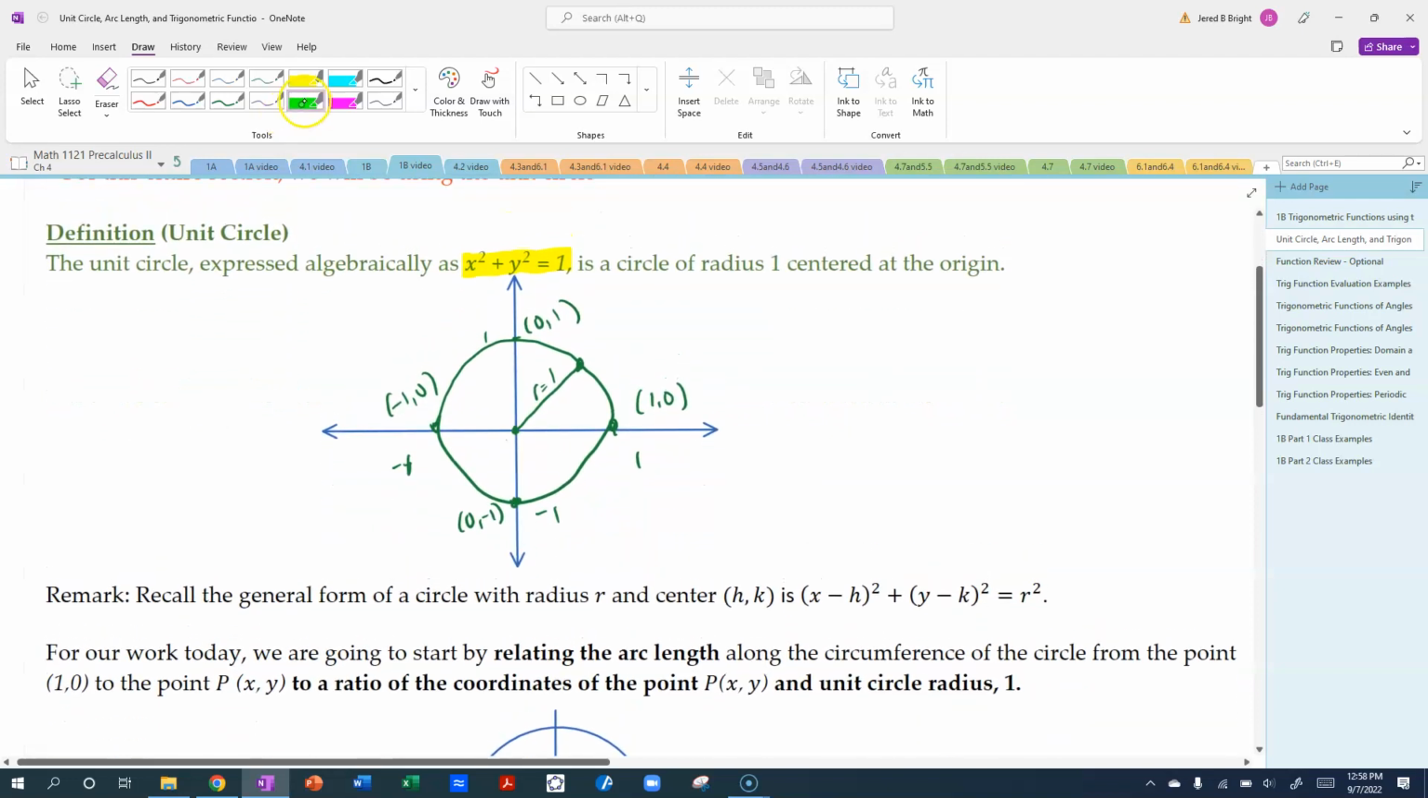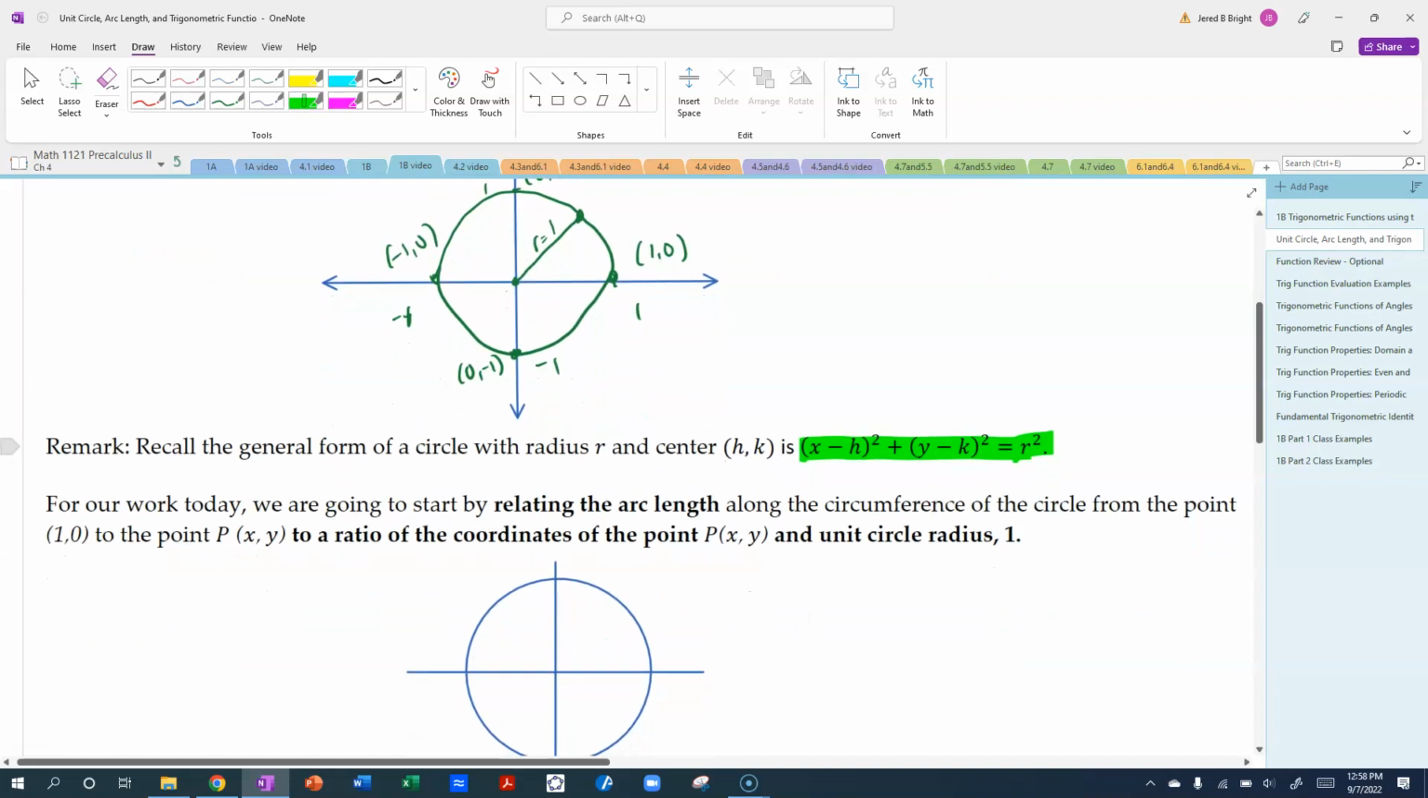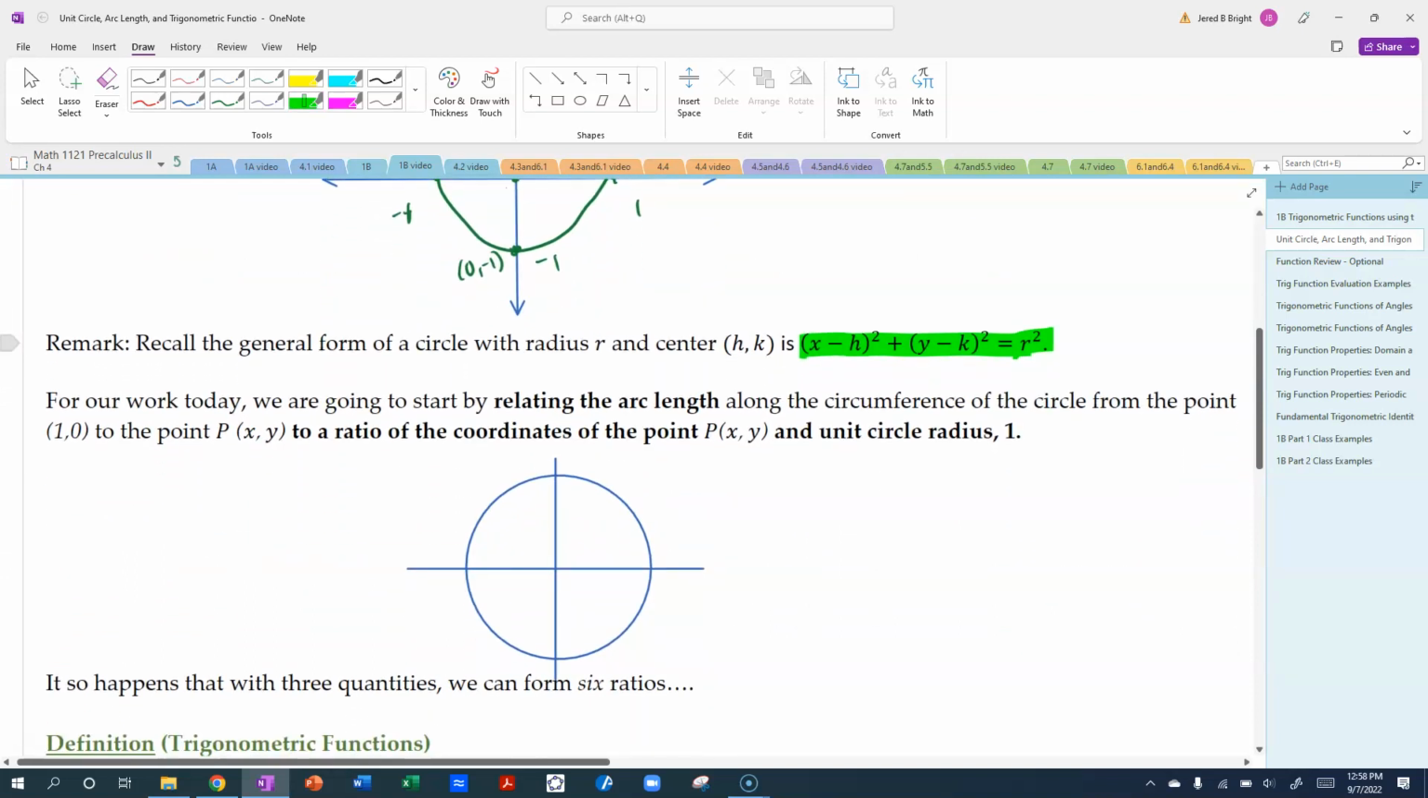And again, if you're more interested in the general form, I'm not going to spend time on it, but there it is. h and k represent the center, r is the radius. Okay, so now in our work today, we're going to look at the arc length along the circumference, aka edge, of the circle, from the point (1, 0), so that's this point here, to a generic point P of (x, y). And let's put (x, y) over here, just for fun.